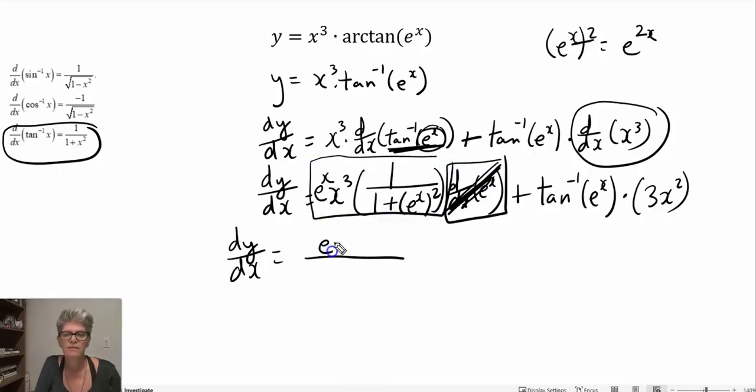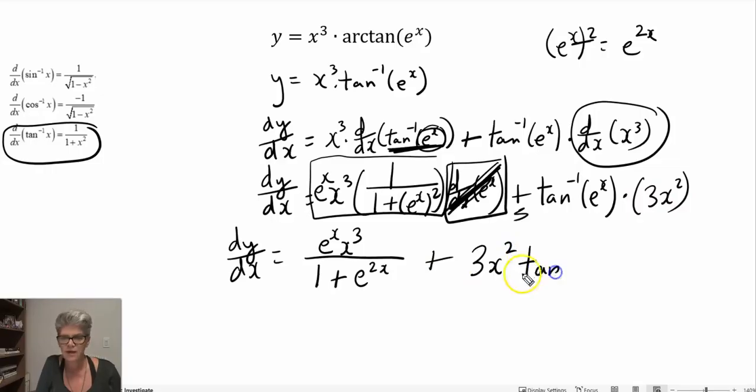So the numerator, I'm going to have e to the x times x cubed. And in the denominator, I'm going to have 1 plus, and then that will be e to the 2x. And then I'm going to have plus, and I'm going to bring that 3x squared out the front, and then inverse tangent, so times inverse tangent of e to the x.